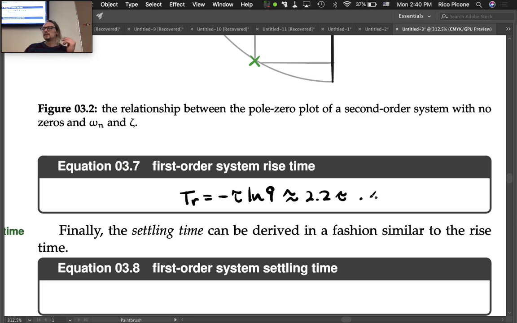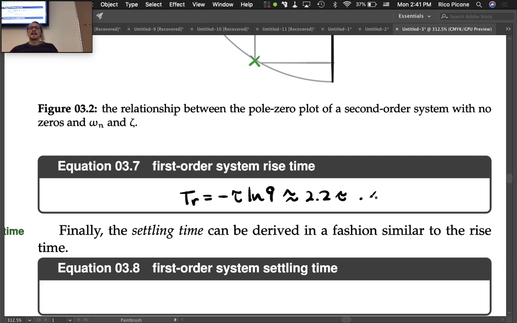And is that for all first order systems? All first order systems without a zero. If there's a zero involved, then this is not true anymore. And we'll talk about how we could still sometimes use this approximation and feel good about it. But at the end of the day, what we typically do, if we have anything besides a first order system without a zero, is we're going to simulate the result to check that we actually meet our performance criteria.